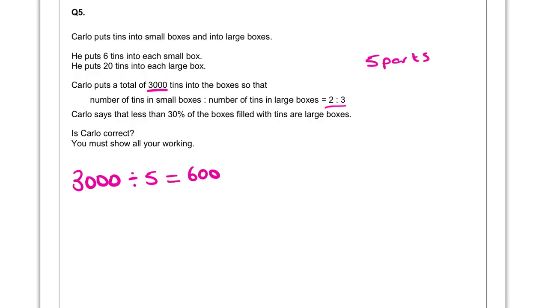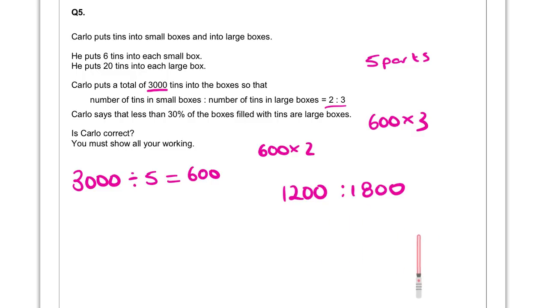Okay? So that means 2 parts is 600 times 2, which is 1,200. And 3 parts is 600 times 3, which is 1,800. Now, you know you're right here because they will add to give you 3,000. Okay? But what has this given me? This has given me the number of tins. Remember, this is tins in the small box and tins in the large box. It doesn't tell me how many boxes.